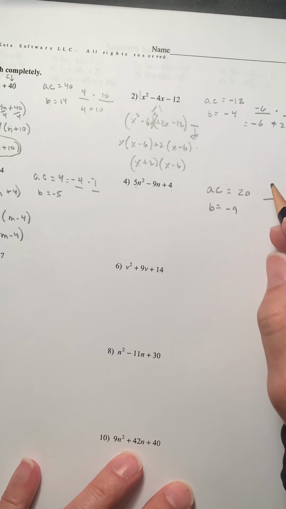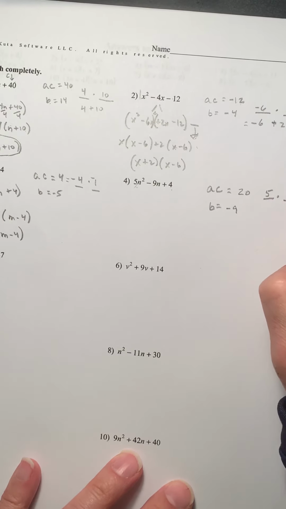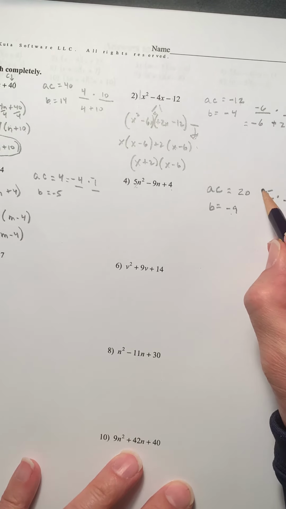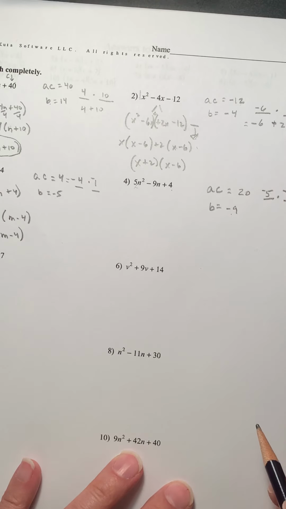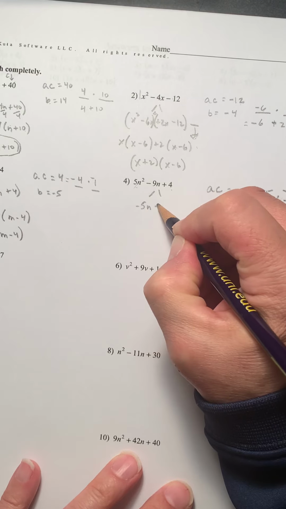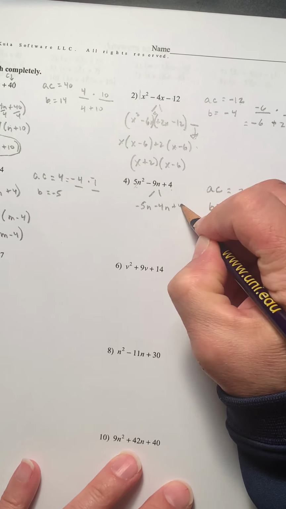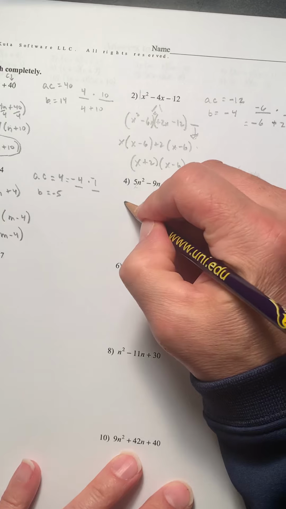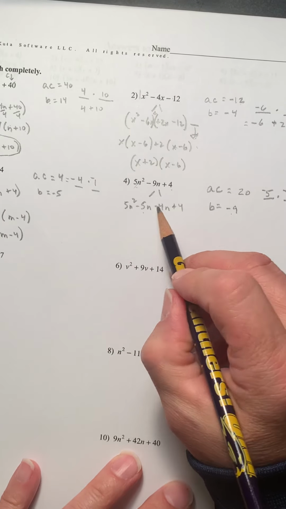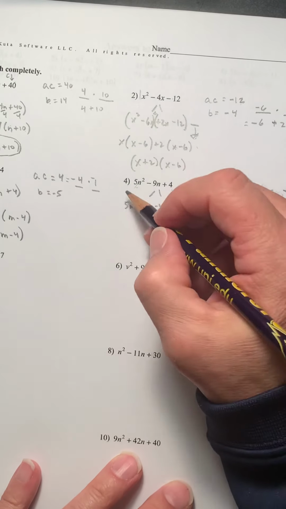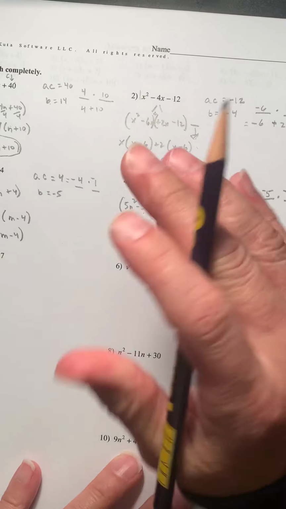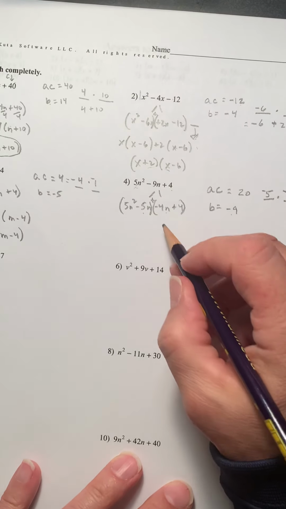Multiply to 20, add to -9. How about something like 5 times 4? Does that work for you? Well, to get to a -9, it's going to have to be a -5 and a -4. So we're splitting this guy into -5n and a -4n. Still got my +4, still got my 5n squared. By the way, if I flip these around, go -4n minus 5n, it would work out exactly the same. It's just my two answer terms would be flipped around from each other. So no big deal which way you go.